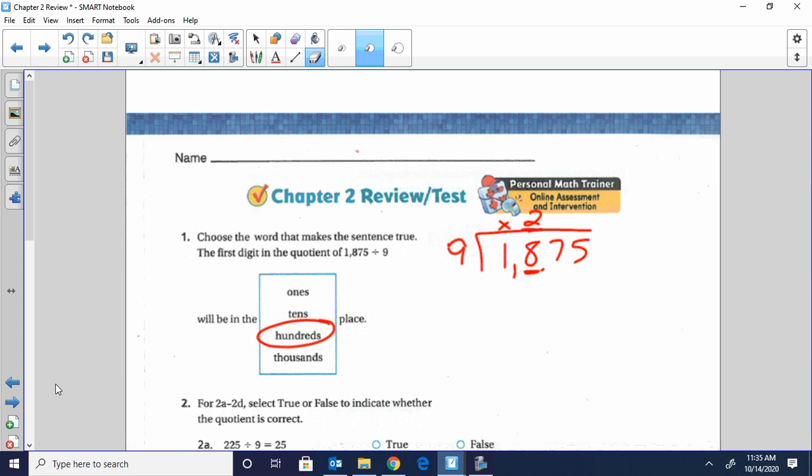You can refer back to lesson 2.1 if you were struggling with where to place that digit. But just remember, wherever the first digit in the quotient goes above is where that first digit is in the quotient.